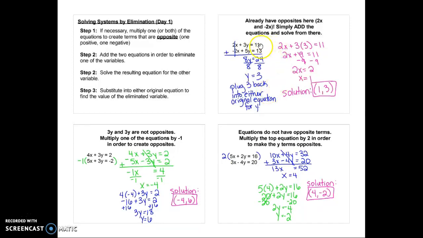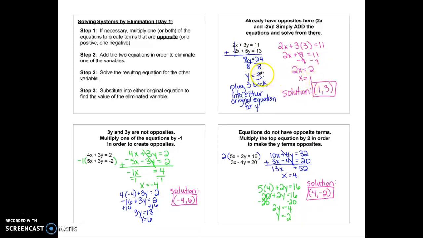So in this case, we chose to plug it back into the first equation, which is 2x plus 3y, which our y value we just found was 3, equals 11. Your goal now is to solve for x. So you have a two-step equation. 2x plus 9 equals 11. Subtract 9 to your other side. It's going to give you 2x equals 2. Divide both sides by 2, you get x equals 1.